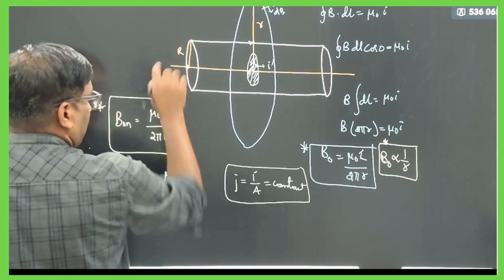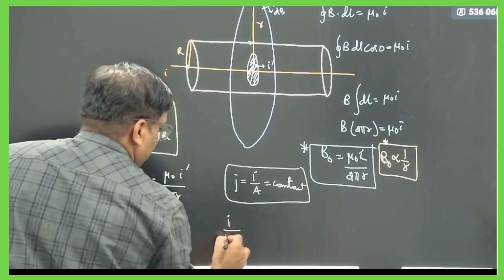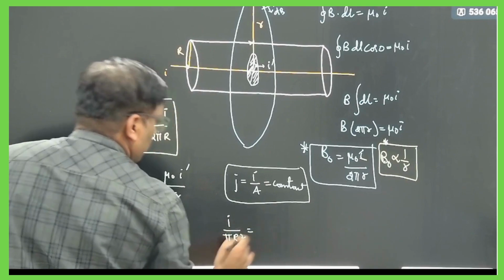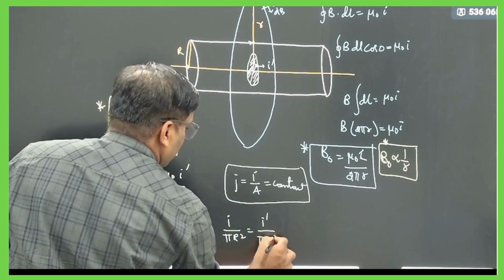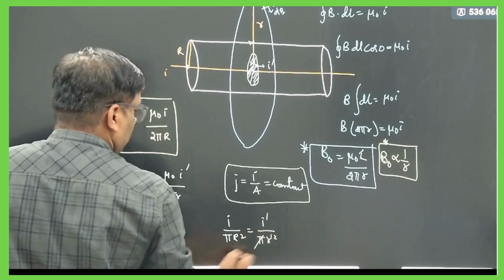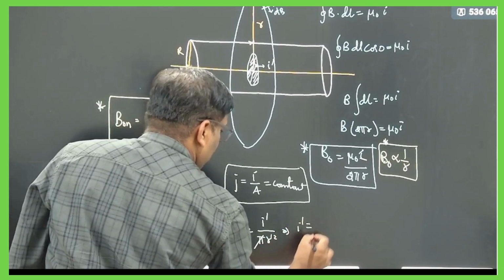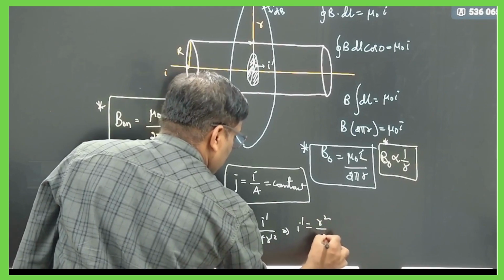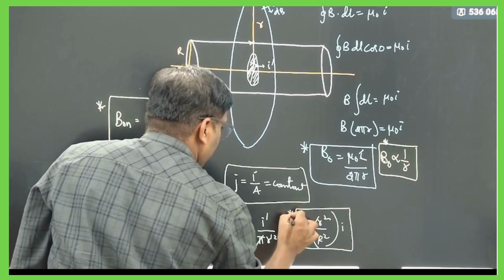So this is a condition we are assuming. Current density: current I flows through this area, that is pi R square. The current flowing through this smaller area is I dash, so pi into small r square. Pi cancels here. Therefore I dash will be equal to r square by R square into I. This is the current flowing through this one.